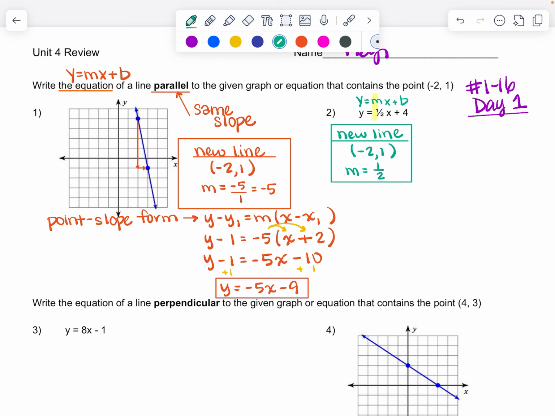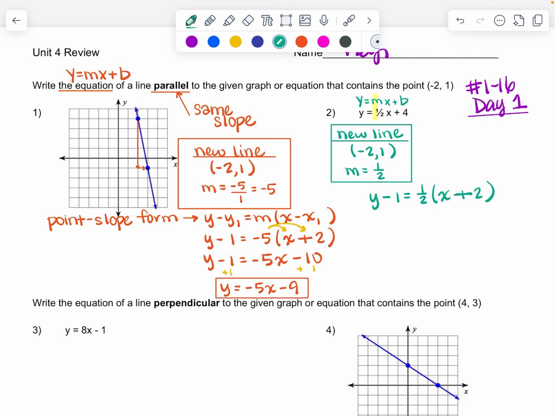Right, so there's our new line. We've got a point, we've got a slope. So we're going to do point slope form, just like we did a second ago. So y minus our y coordinate, which is 1, equals our slope, which is 1/2, times x minus that x coordinate, which is -2. And again, remember, that's just going to change into one big plus sign because of the double negative. So there's point slope form.